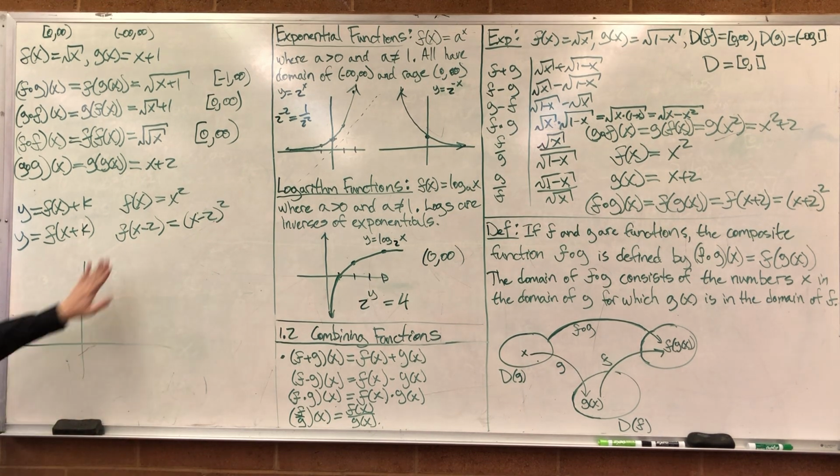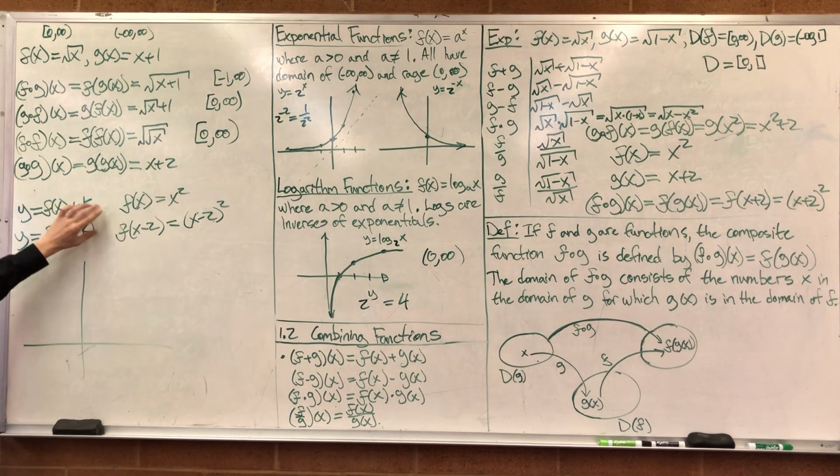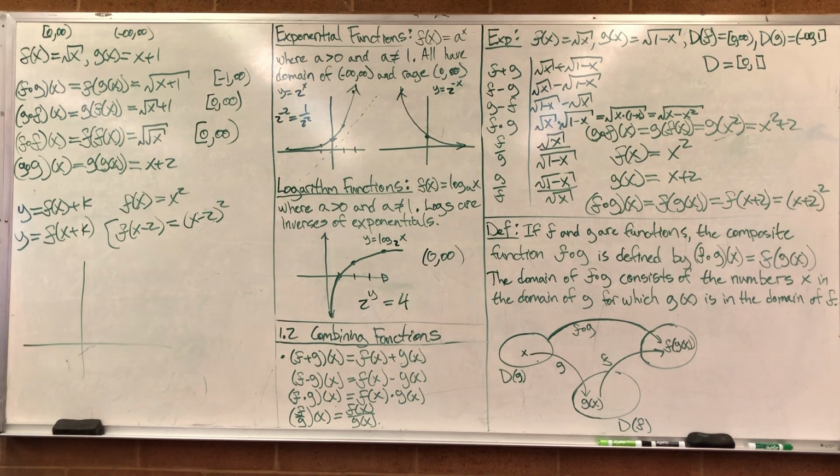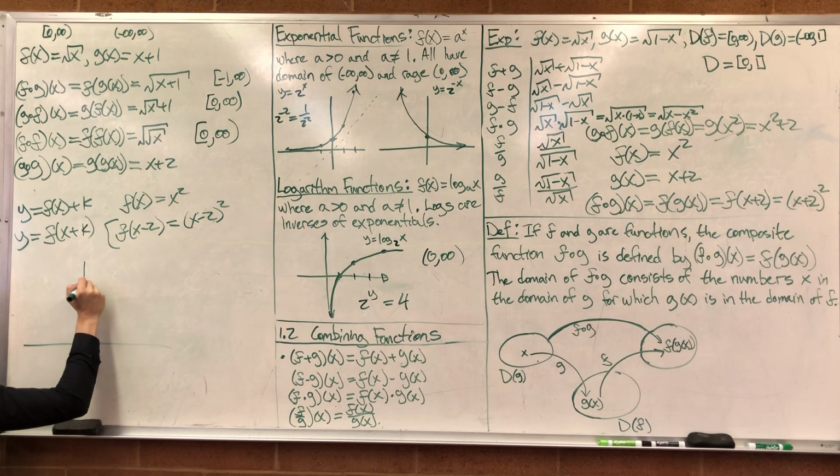Plug in 0, what do we get? For f of x or f of x? Sorry, for this function. We're plotting this function now. We know what this one looks like, right? It's just a parabola right down the center, nice symmetric. So when I plug in 0, what do I get? 4. So when I plug in 0, I get 1, 2, 3, 4.